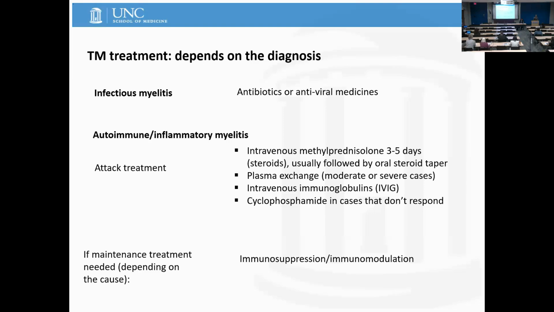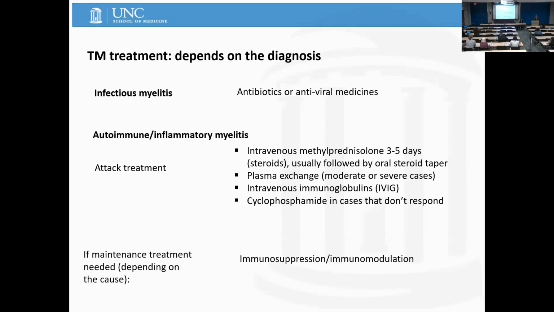And if it's a very strong or very severe attack, then we'll move on to doing plasma exchange or PLEX, or IVIG is another option, but typically, if it's a very severe attack, we'll opt for doing plasma exchange. And then cyclophosphamide is, in some cases that don't respond to any of these treatments, could be used as well.